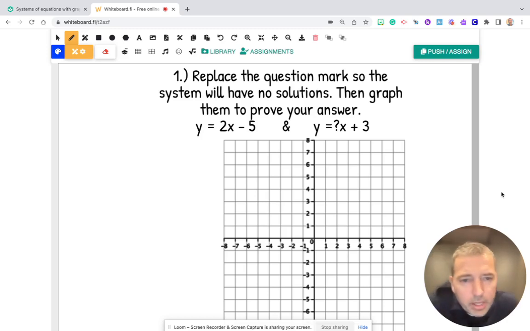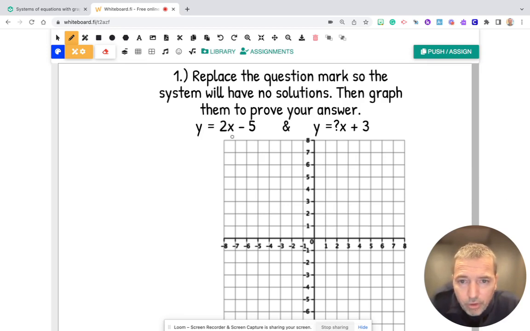And then I have y equals, oh, there's the question mark, x plus 3. So it looks like the question mark's in the slope. It's the m, right? So I need to figure out what that slope will be so that would give this system no solutions. Well, I know no solutions means they're going to be parallel lines, right? They're never going to intersect. But I think the best way to do this is to graph the first line, and then that might give us a better idea of what we need to put there.